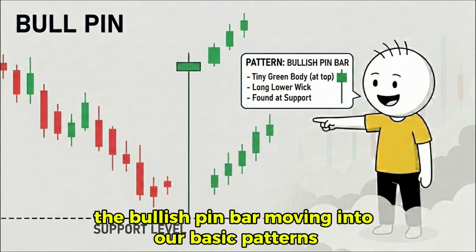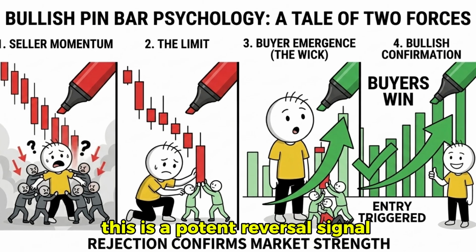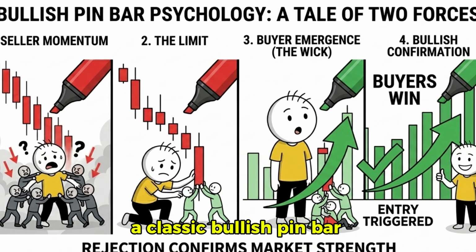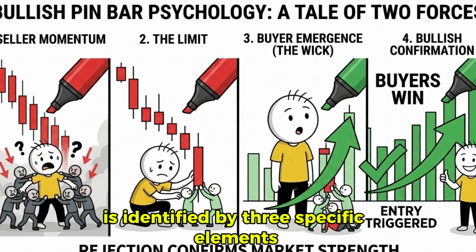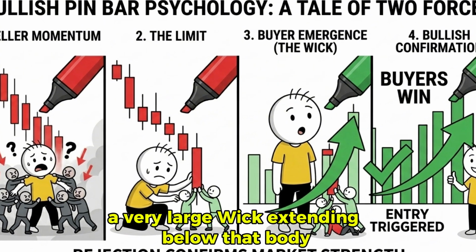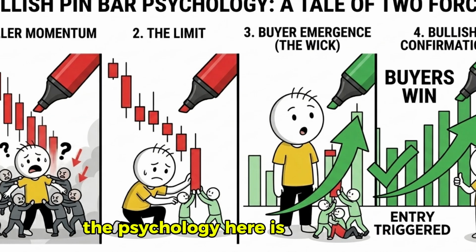Moving into our basic patterns, the first is the bullish pin bar. This is a potent reversal signal that hints at a potential move to the upside. A classic bullish pin bar is identified by 3 specific elements: a small green body, a very large wick extending below that body, and either a tiny or non-existent wick above the body. The psychology here is fascinating.